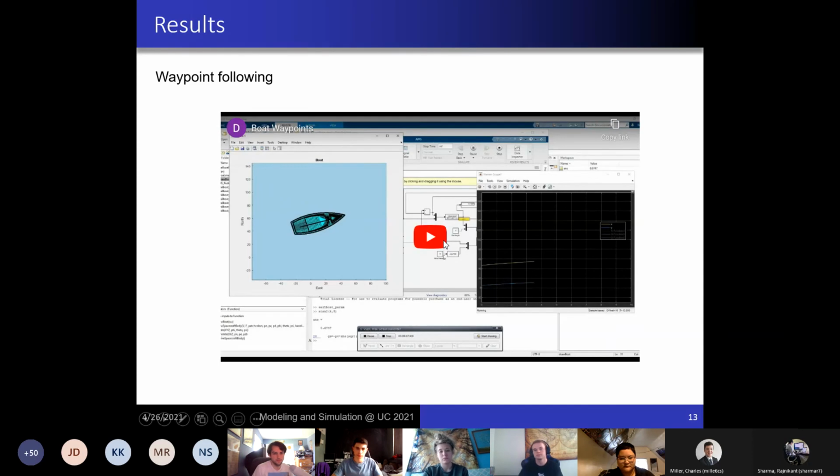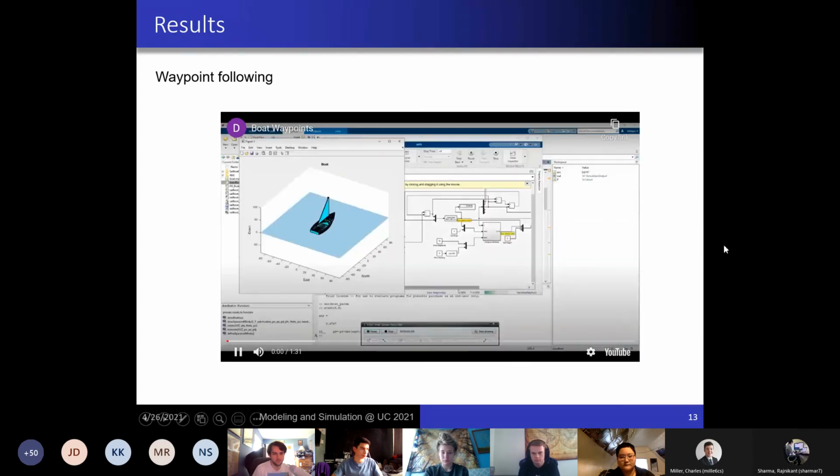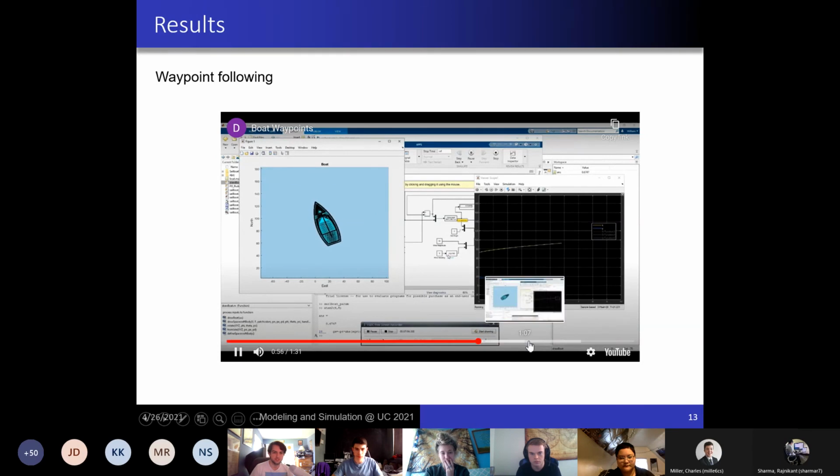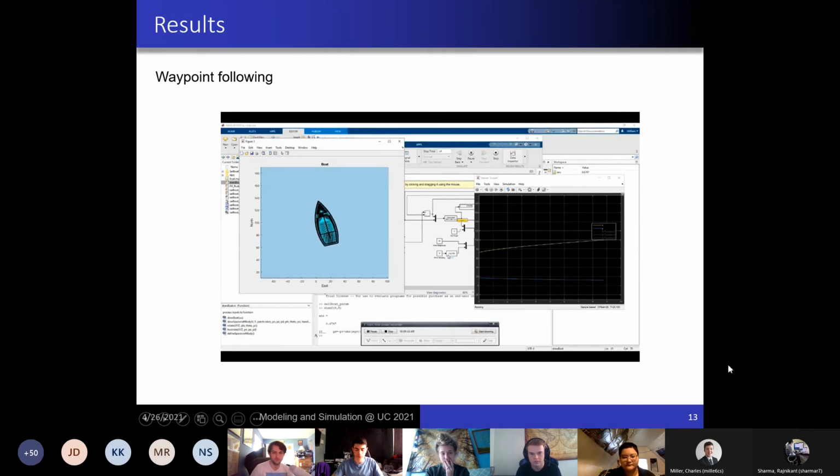Okay, so this is just a little video. Feel free to skip through it a little bit just to get quickly through it. It's just showing the boat following a few waypoints. You can see the boat kind of turns and goes into a point. You see right there, there's an XY chart on the scope. You'll see that the values shift as the boat turns and goes to its next waypoint. You can feel free to just go to the next slide if you want. But yeah, just a little demonstration of the waypoint following.